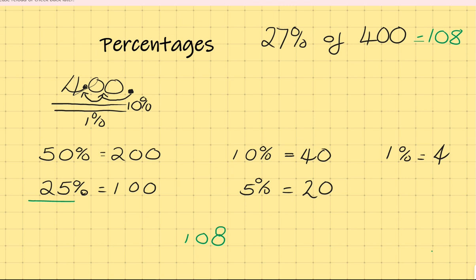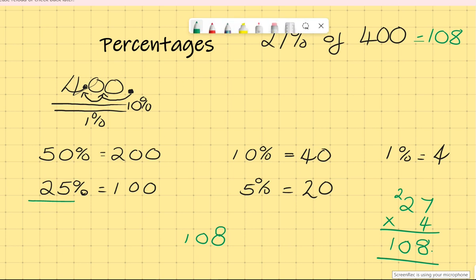Or you could even do 27 times 4. Let's just do it. I'm going to do the column method this time. Times by 4. 7 4's are 28, sorry. 2 4's are 8, and the 2, 10. So it'll give you 108. So there's several ways of finding these percentages, okay? Let's try one more thing.